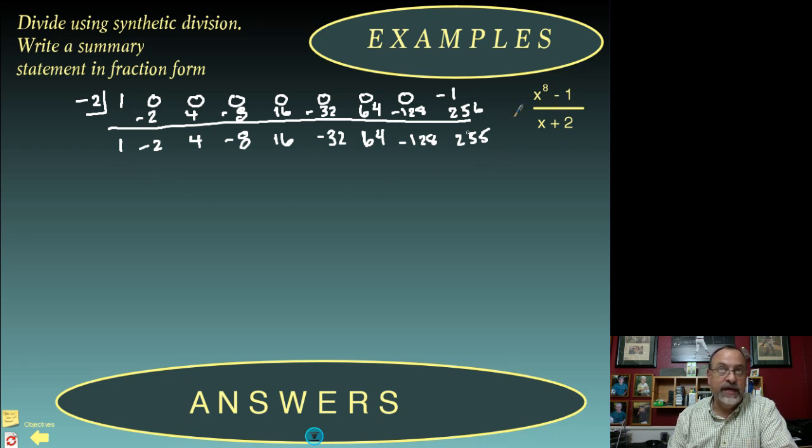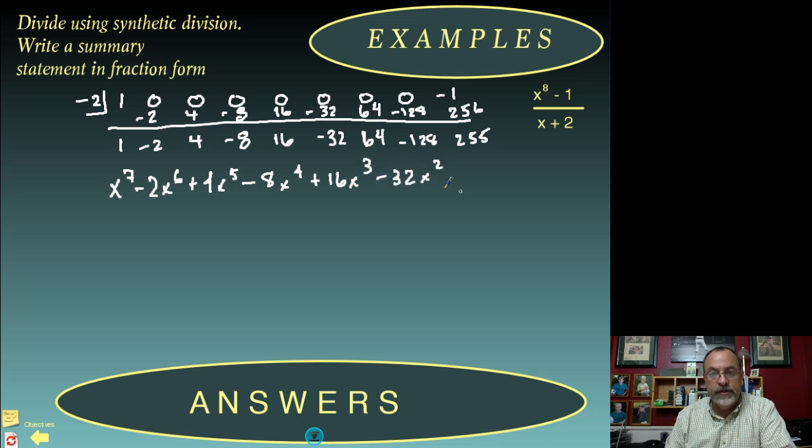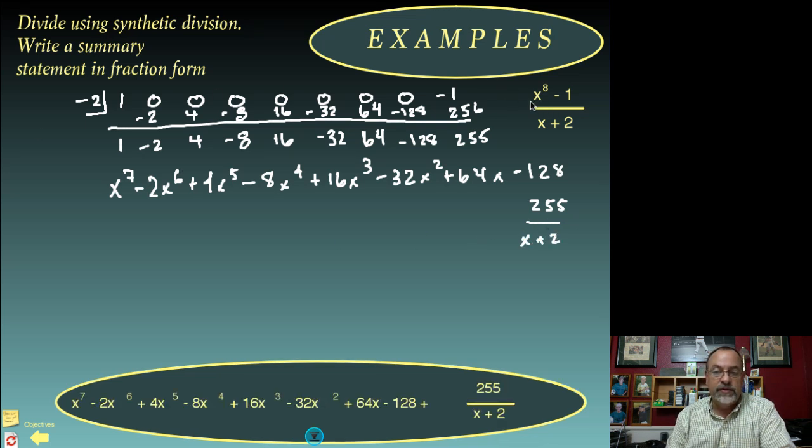Because I was x to the 8th, I start with x to the 7th. So x to the 7th minus 2x to the 6th plus 4x to the 5th minus 8x to the 4th plus 16x cubed minus 32x squared plus 64x minus 128 with a remainder of a positive 255 over x plus 2. So again, if you need a lot of placeholders, those numbers can get pretty large pretty quickly, but imagine if you had to do that long division wise.